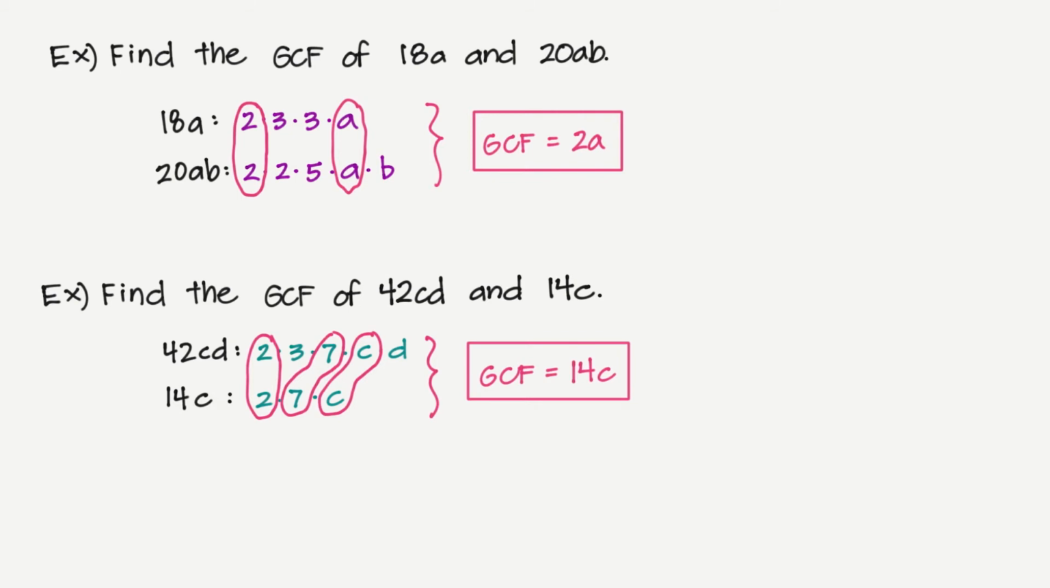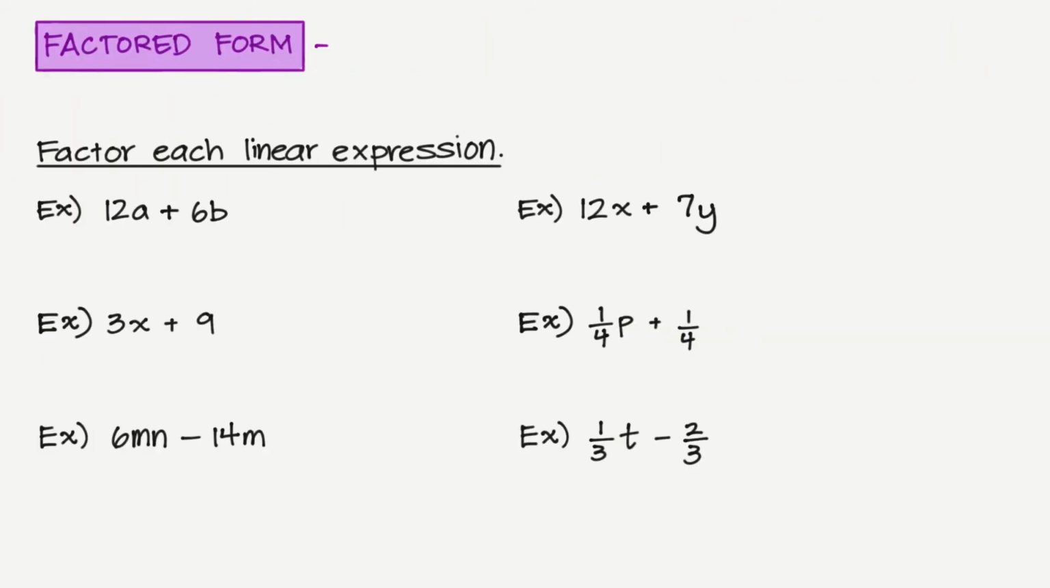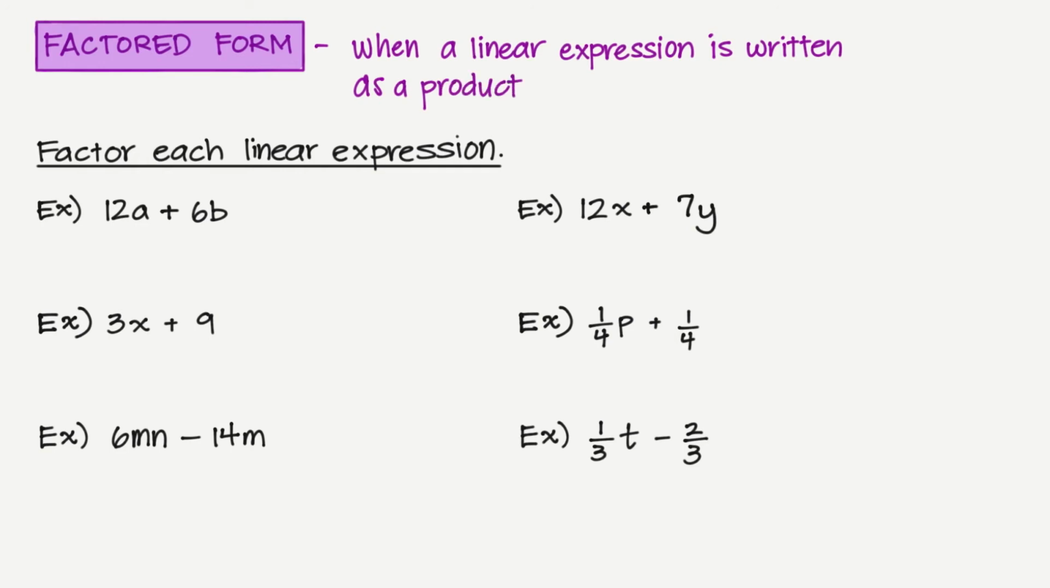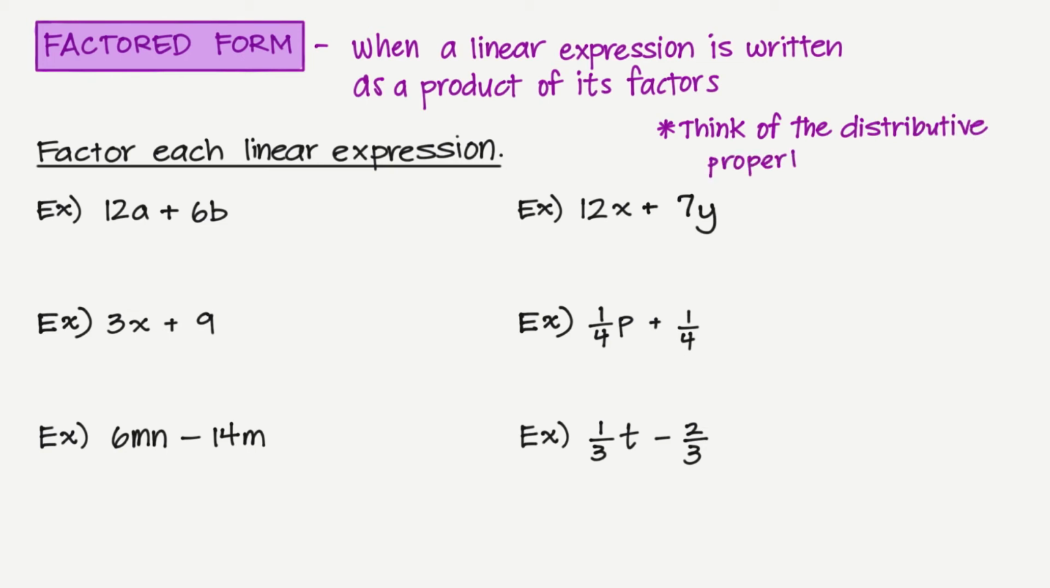So now we're going to move on to looking at linear expressions, and we're going to write these in what's called the factored form. And this is when you have a linear expression that is written as a product of its factors. Okay, so we need to figure out what can we take out of both terms. And that's what we're going to factor out. And so in the end, you're going to be thinking of this as looking like the distributive property, and we're just going to be working our way backwards to what it would look like beforehand.